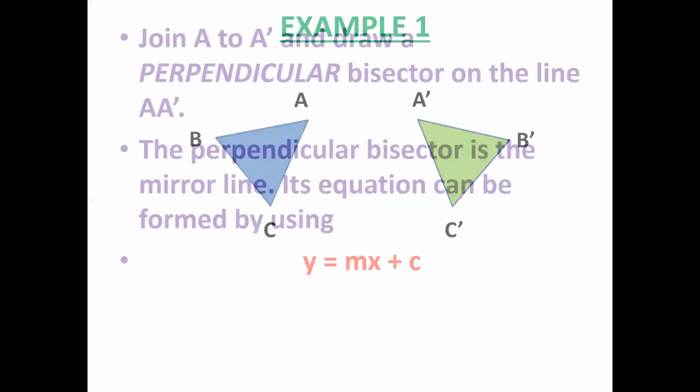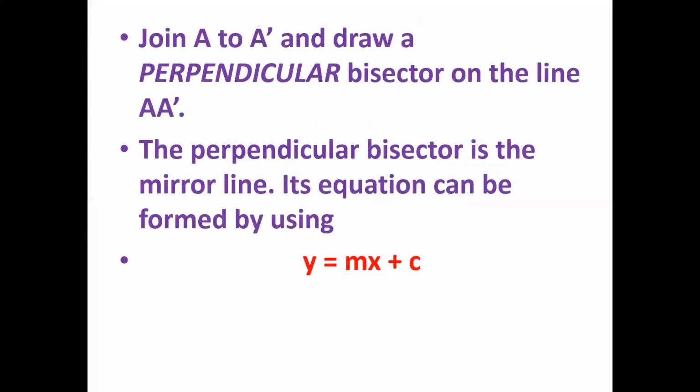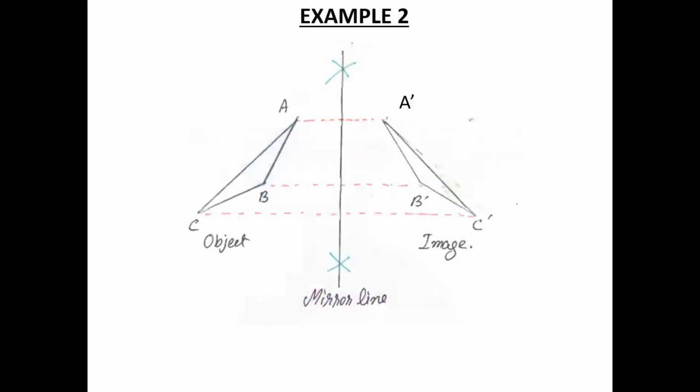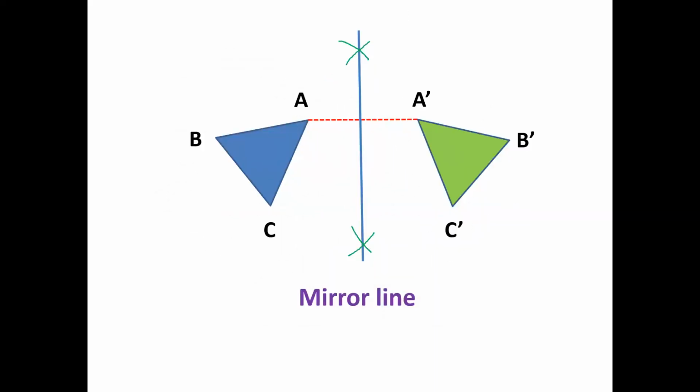You have the object and you have the image. You have to combine the corresponding sides, join A to A prime, and draw a perpendicular bisector on the line. So you join A to A prime and you draw a perpendicular bisector. That perpendicular bisector is the mirror line. This is how we draw the mirror line. The mirror line should be coming right in between the object and image.